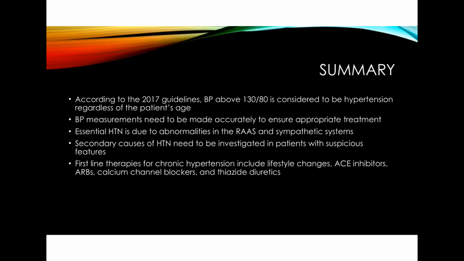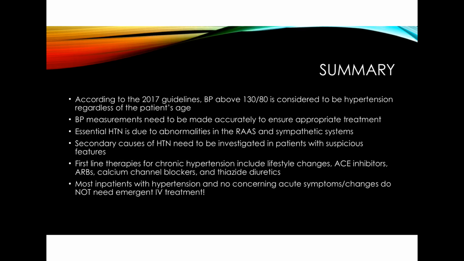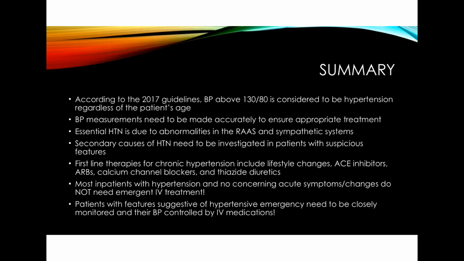The first-line therapies for chronic hypertension include lifestyle changes, ACE inhibitors, angiotensin receptor blockers, calcium channel blockers, and thiazide diuretics. Most inpatients with hypertension who do not have any concerning acute symptoms don't need emergent treatment, especially not with IV agents. And patients who do have features suggestive of hypertensive emergency with acute end organ dysfunction need to be closely monitored and started on IV medications.